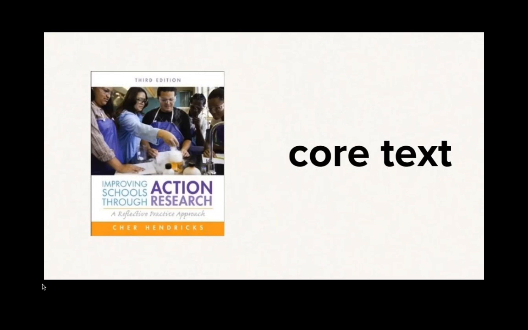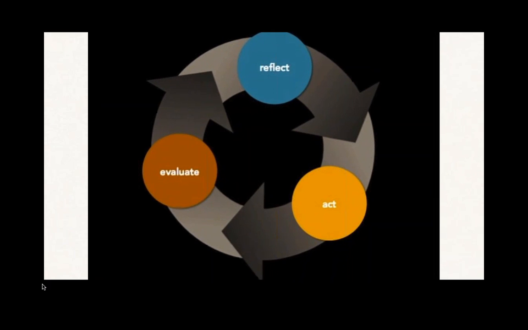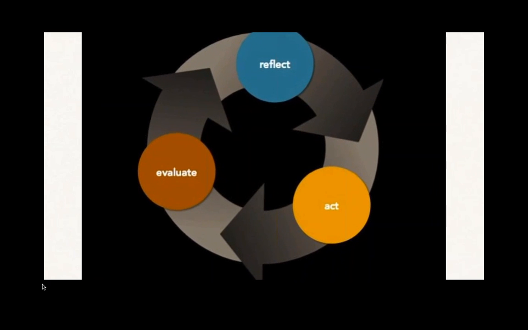You will find many graphic representations in the literature that reflect this cyclical process, but you may find that it is best represented by Cher Hendricks in her book Improving Schools Through Action Research, which serves as the core text for this course. The cycle consists of 3 stages: reflect, act, and evaluate. It begins with teacher reflection.